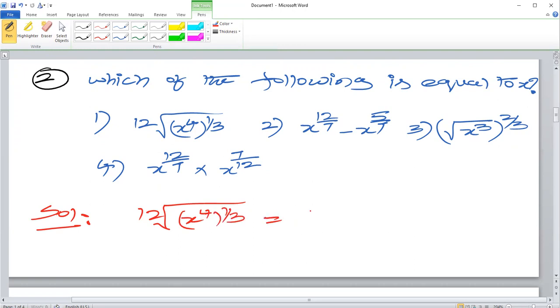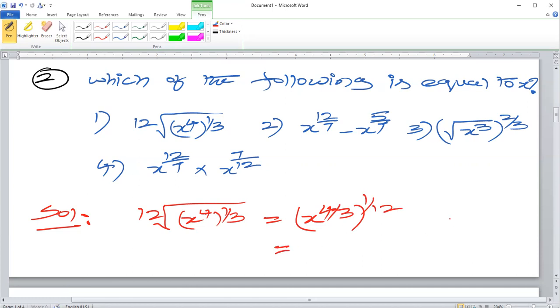So we can write this as x power 4 whole to the power of 1 by 3, which is like a power m whole to the power of n, that is a to the power of m into n. So x power 4 into 1 by 3, that is x power 4 by 3. So the 12th root of, we can write as 1 by 12.